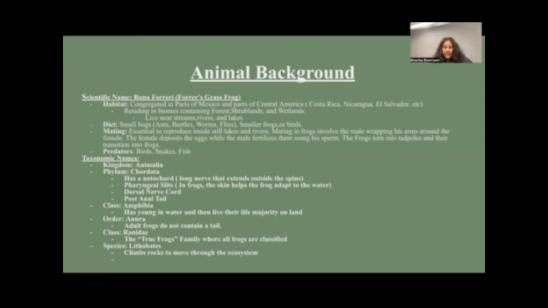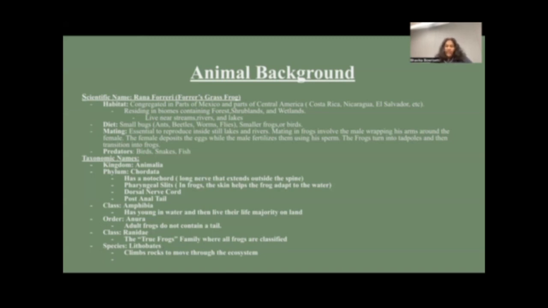Now to break down the taxonomy names, their kingdom is Animalia. Their phylum is Chordata. What qualifies a chordate is that they have a notochord, which is a long nerve that extends outside the spine. They have pharyngeal slits that help them breathe underwater. In frogs, this is their skin, which helps them adapt to the water. They have a dorsal nerve cord and a post-anal tail.